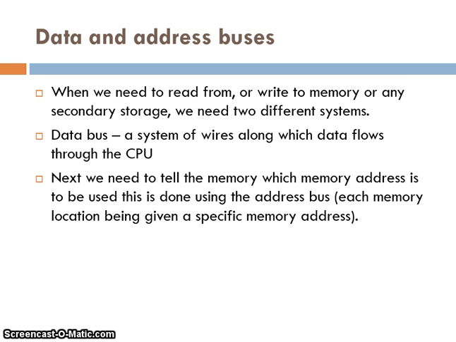When we need to read from or write to memory or any secondary storage, there are two different systems. The data bus, which is a system of wires along which data and instructions flow through the CPU. And next we tell the memory which memory address is to be used, and the memory address is sent along the address bus. So that is the memory location.